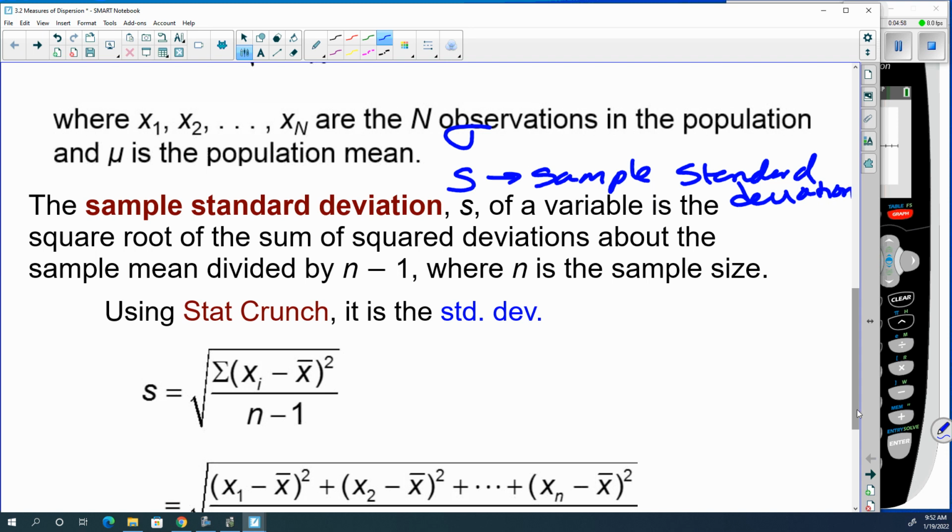So for the sample one, where you're not doing every single person in the class, you just pick like say 5 people or something like that, and you just do theirs. It says it's the square root of the sum of the squared deviations, just like what we talked about before, and then you divide it by n minus 1, where n is the sample size. So you do 1 less than the sample size. So if you had 5 students in your sample, you would divide by 4.